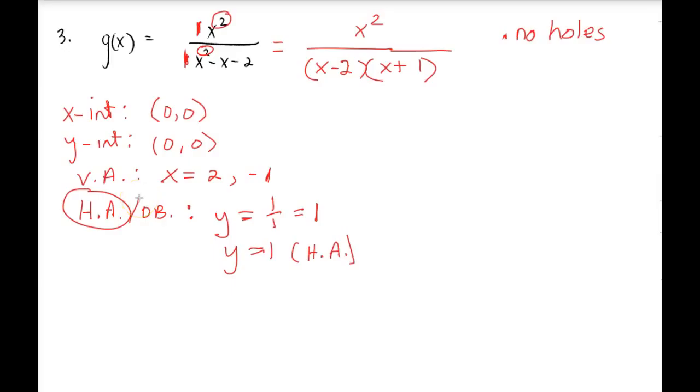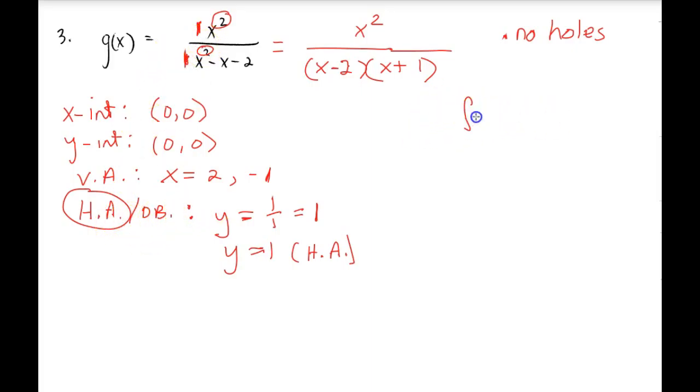All right, now that we've figured all that out, the next two things we need to do are figure out where our function crosses the horizontal asymptote, if it does, as well as the behavior around the vertical asymptotes. So let's look at how to figure out if our function is actually going to cross the horizontal asymptote or not.